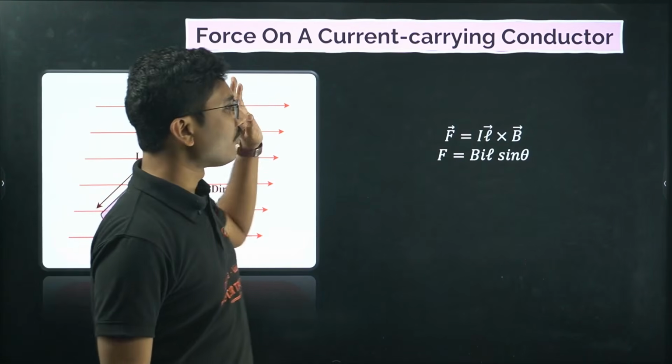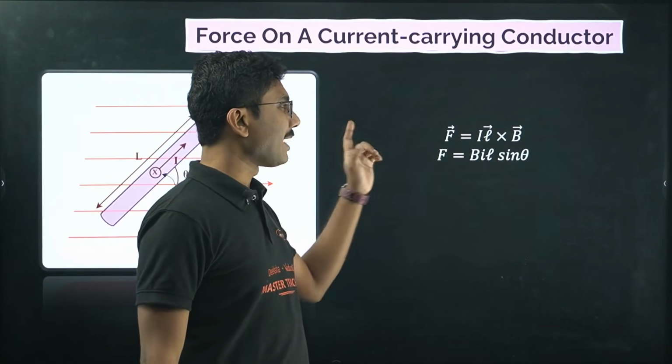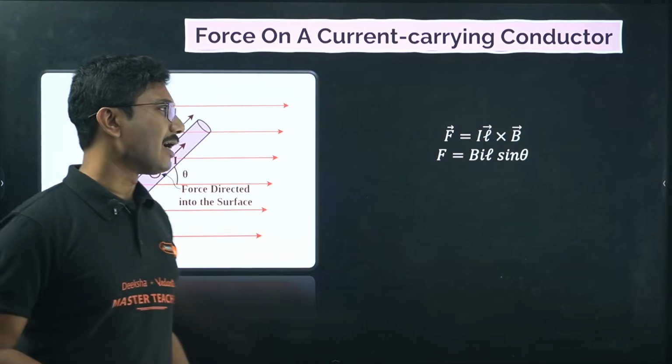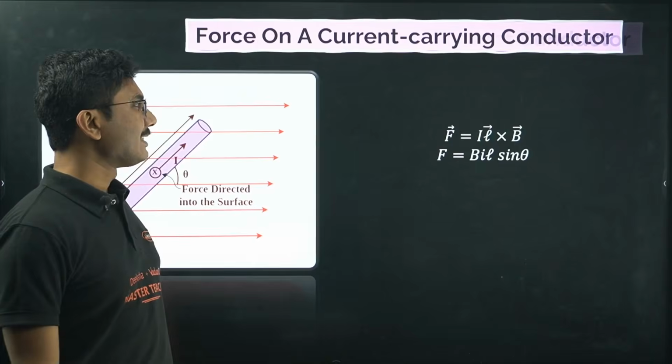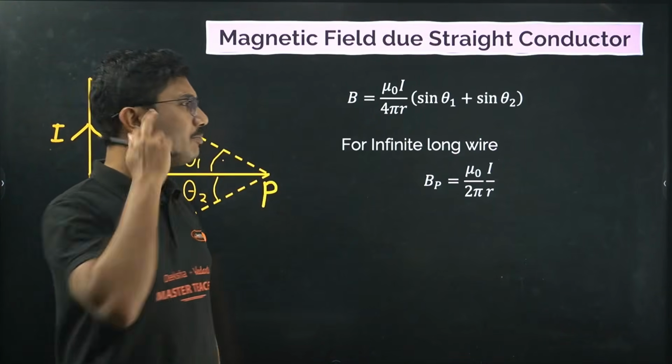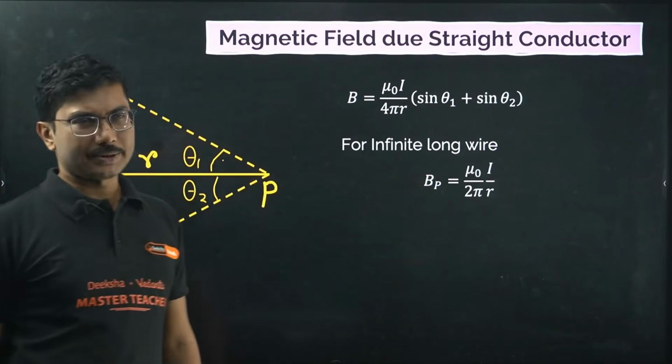So what is the value of that force? The force is given by BIL sine theta. The force acting on this wire is given by BIL sine theta. So this formula is important for numerical purposes.